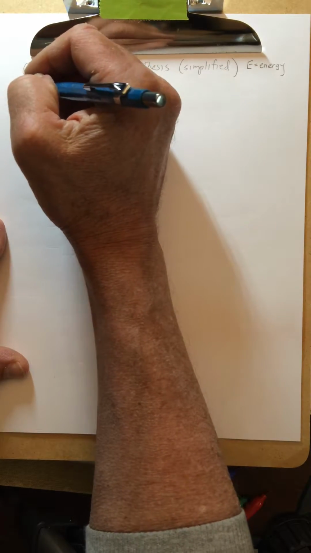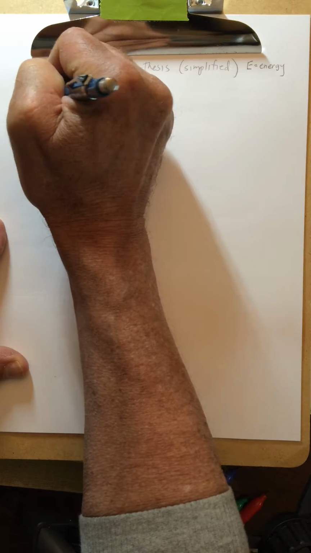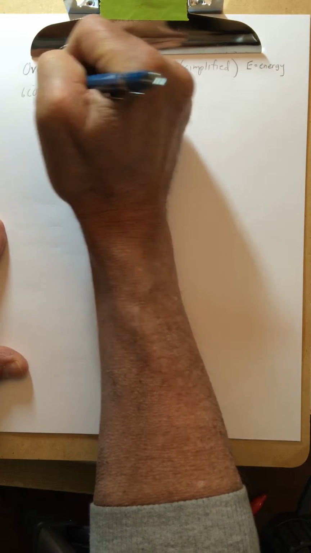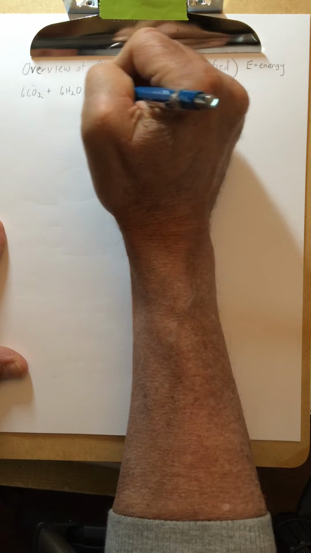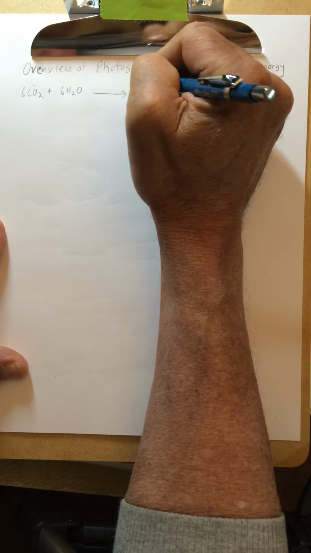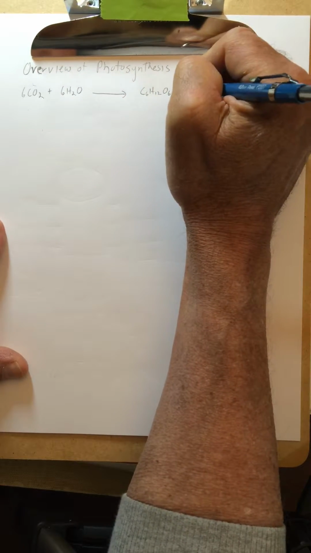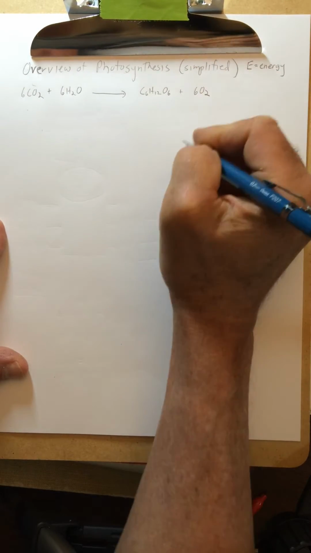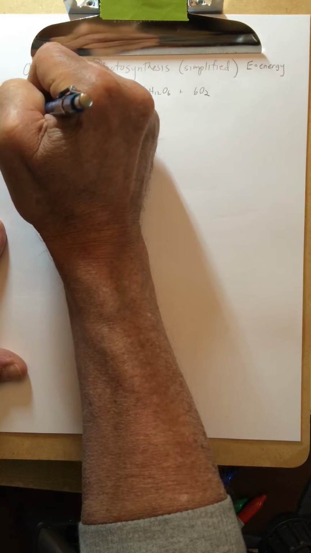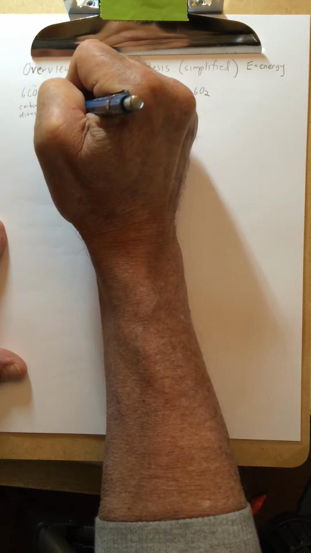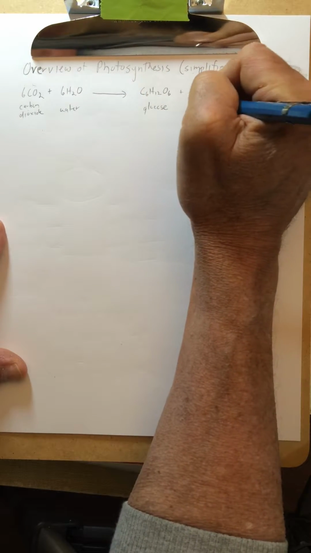So I'm going to write out the process here. Typically people write it out this way. So 6 CO2, which is 6 carbon dioxide molecules, plus 6 water molecules, go to make a glucose molecule plus 6 oxygen molecules. So this is carbon dioxide, water, glucose, and oxygen.